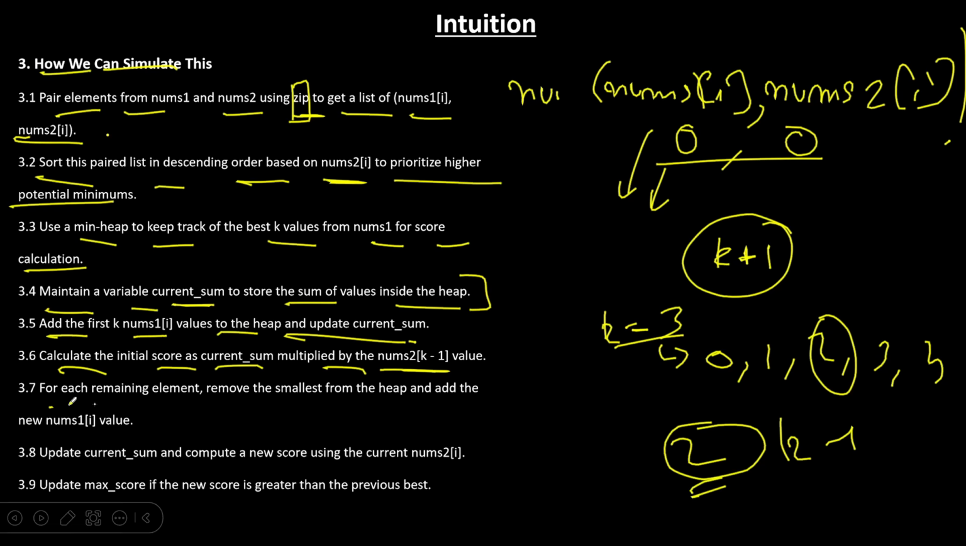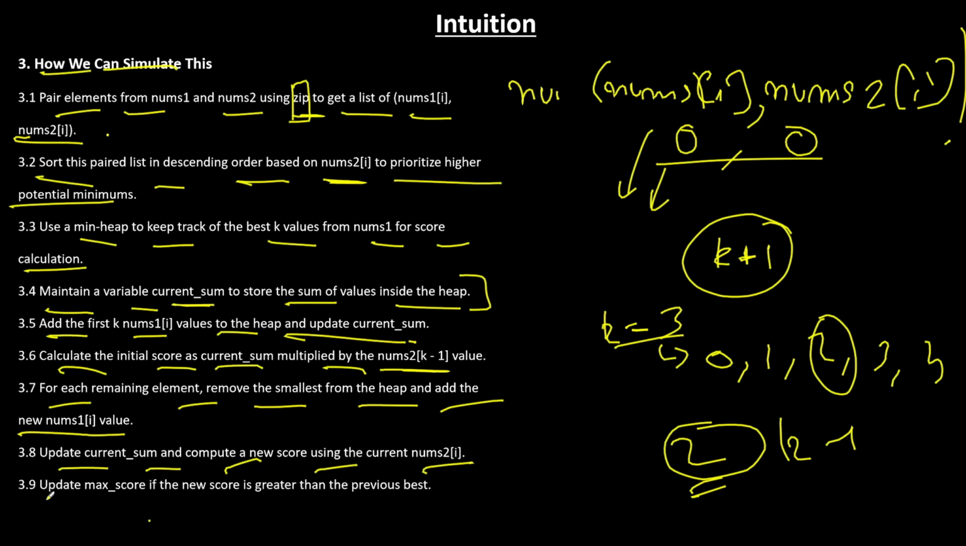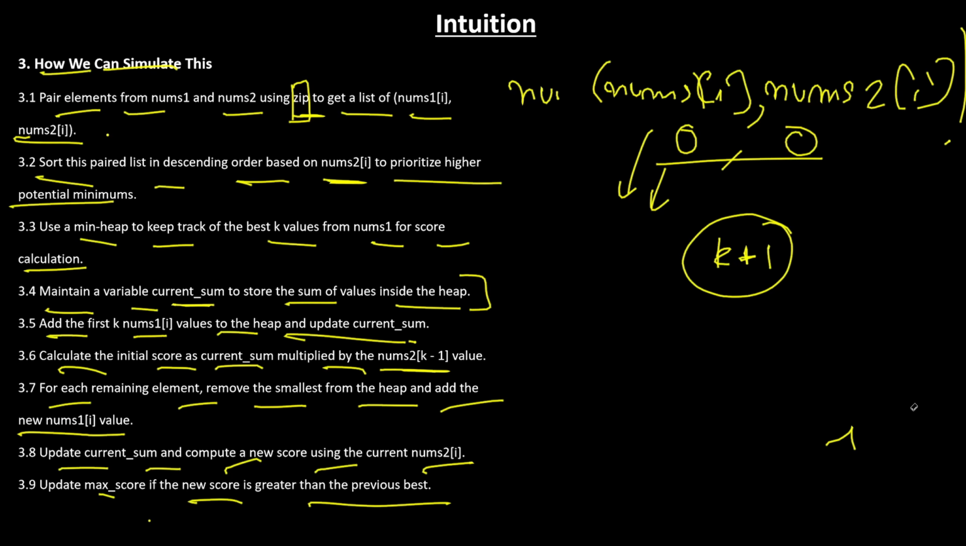Fine. For each remaining element, we remove the smallest from the heap and add the new nums1 value. This is the common practice. We update the current sum and compute the new score using the current sum and nums2. We update the max score if the new score is greater than the previous best. So after calculating the first iteration of the k values and the product of it, we keep going ahead and keep popping from the min heap and entering the new value, so that when we get a much better combination than the previous one, we update it. So that's what is written here.